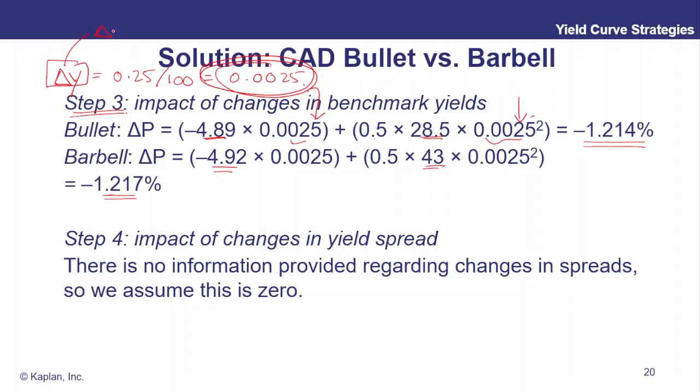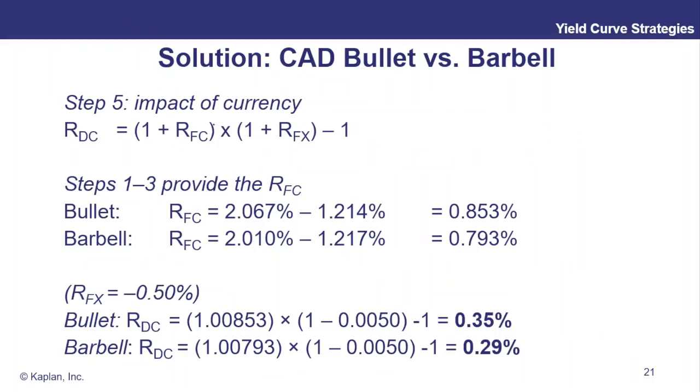The bottom line is we've done all of our delta Y adjustment. Delta Y is changing benchmark rates and changing spread. We've done all of that in this adjustment here. So there's no mention of spread, so there's nothing we can do with it. We assume the spread change is 0. So now we come to step 5, the impact of currency.